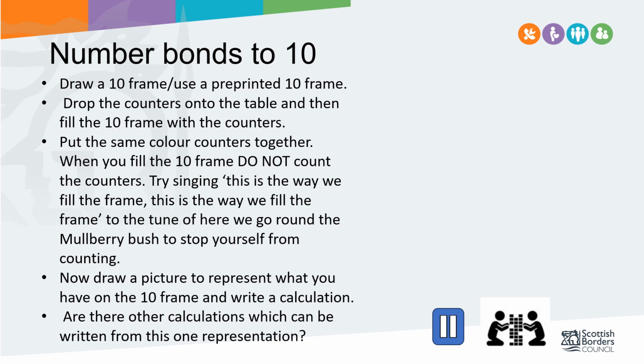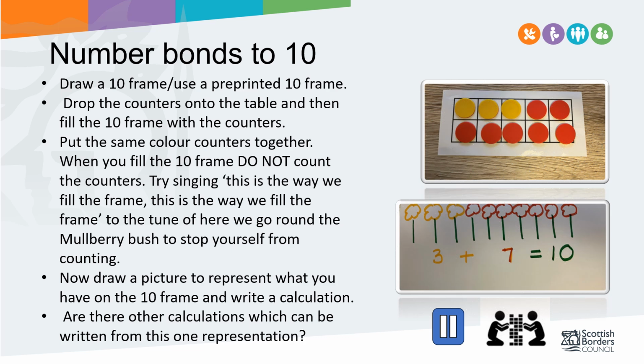Use your double-sided counters if you have them. Pause the video while you draw a 10 frame if you need to. Drop the counters onto the table and then fill the 10 frame with the counters. Put the same colour counters together. When you fill the 10 frame, do not count them. Try singing, "This is the way we fill the frame, fill the frame, fill the frame. This is the way we fill the frame," to stop yourself actually counting them.